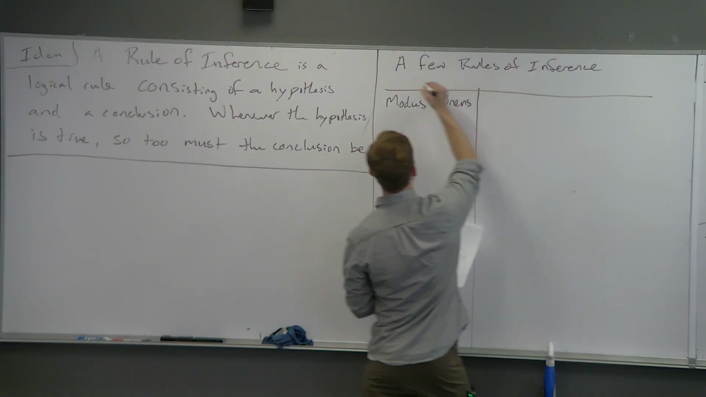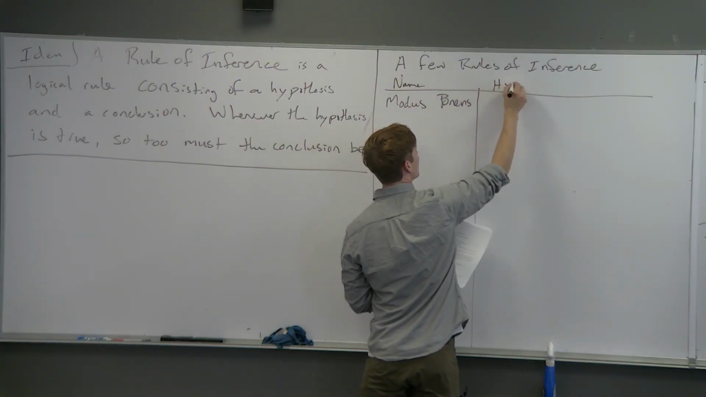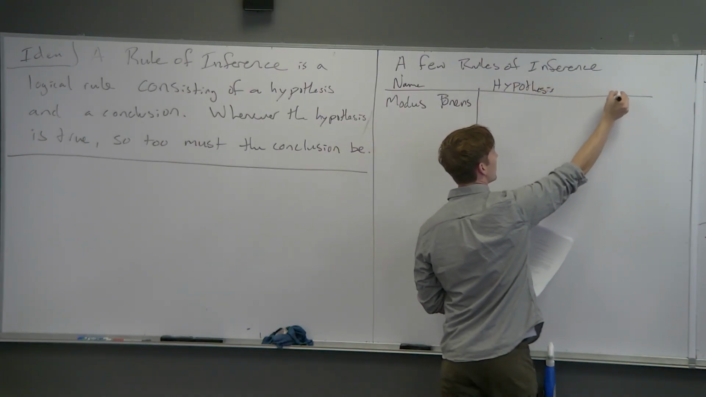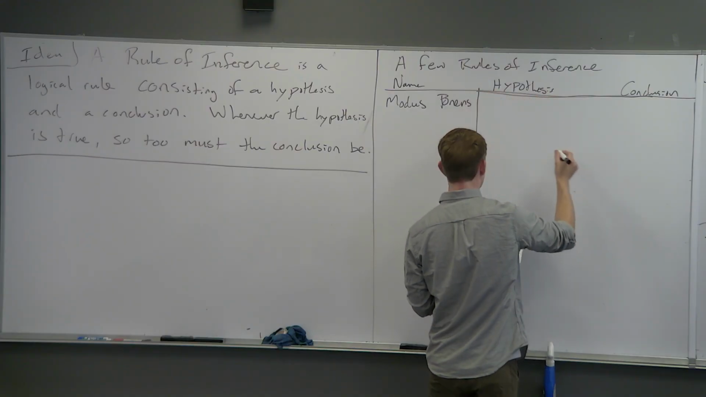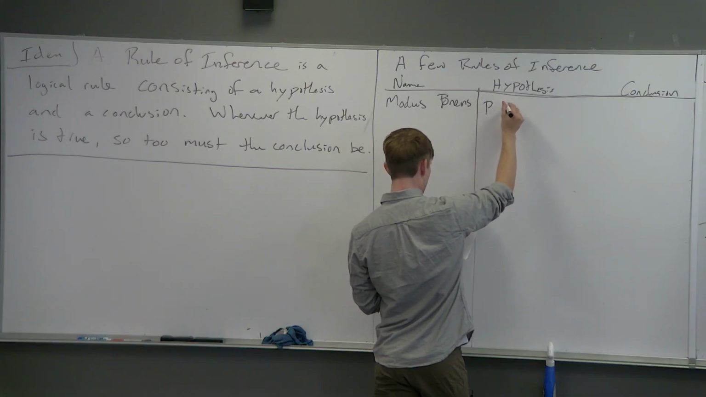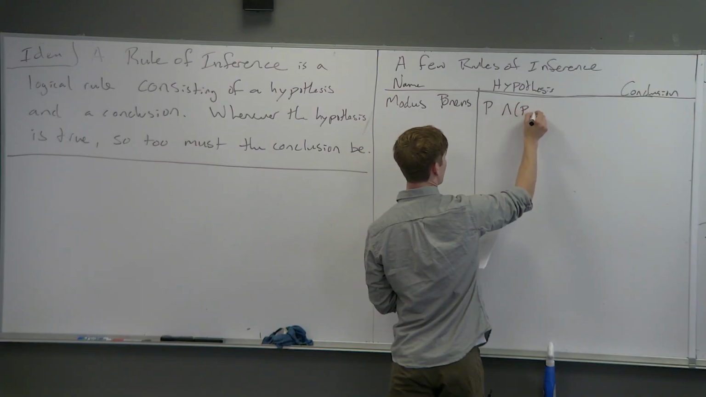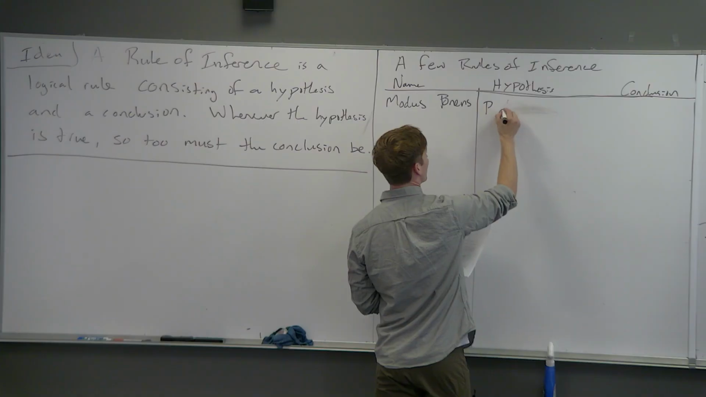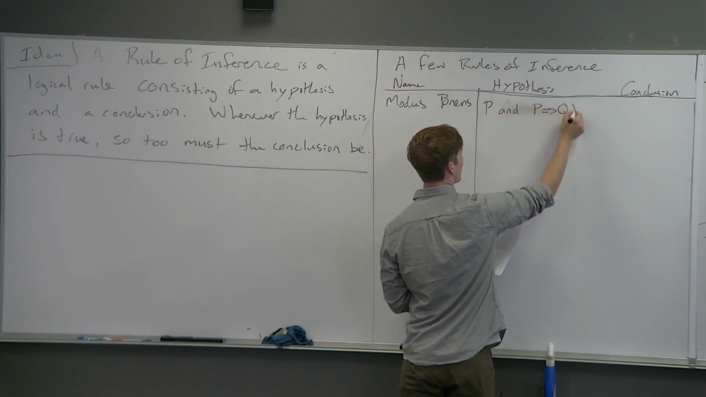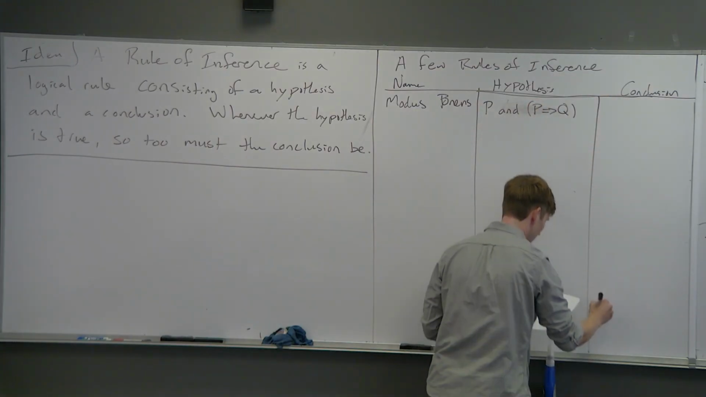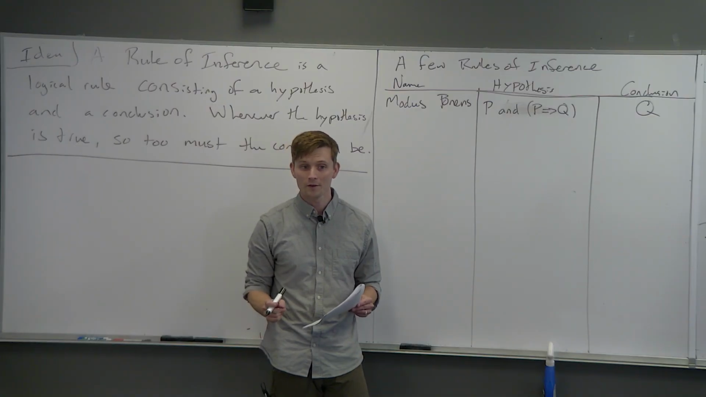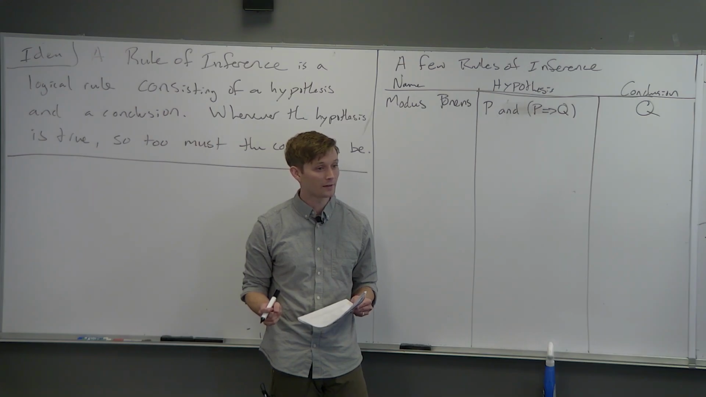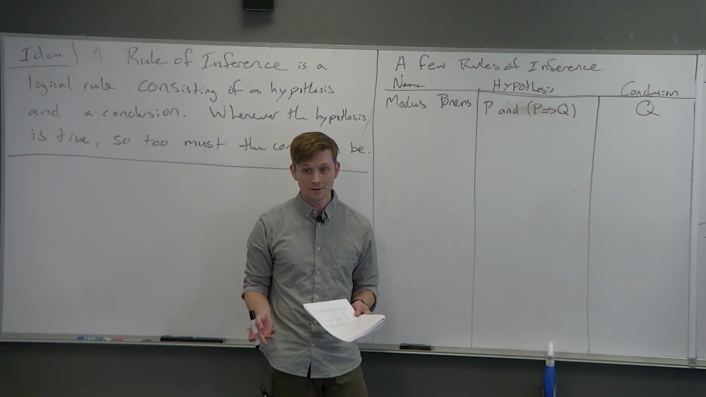Name, hypothesis, and conclusion. So, okay, what's the hypothesis for modus ponens? P and, I'll write my and separately to make it more clear, P implies Q. And our conclusion that we draw from this is Q. That is, what do you mean by hypothesis here? If you take both of these statements to be true, P is true, and P implies Q is true, then Q. Okay, does that seem reasonable?